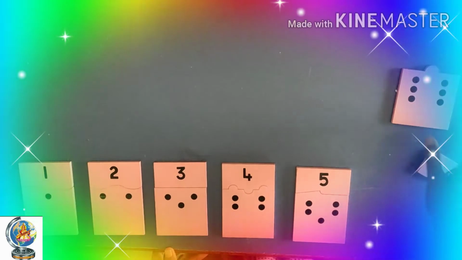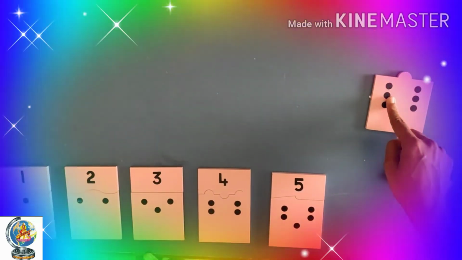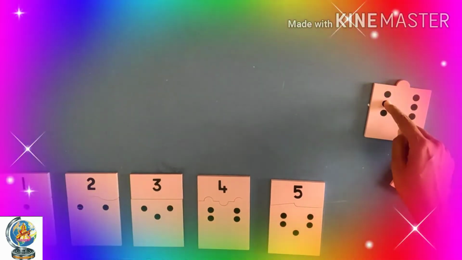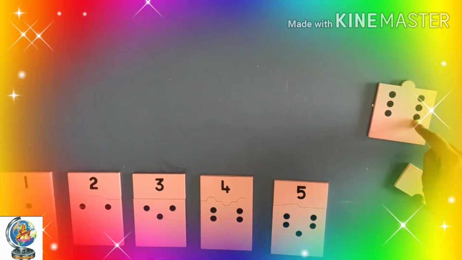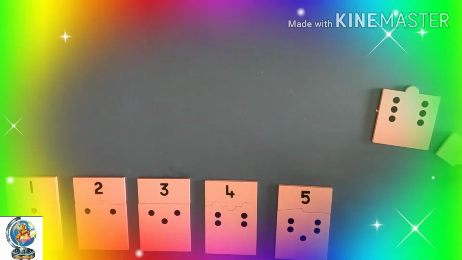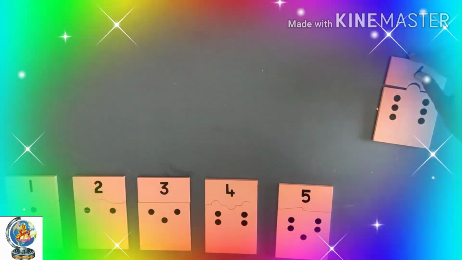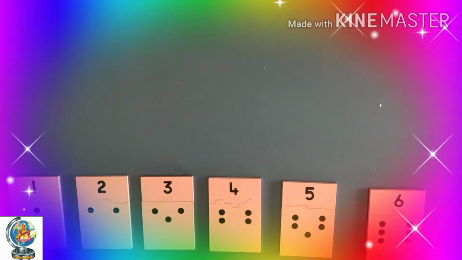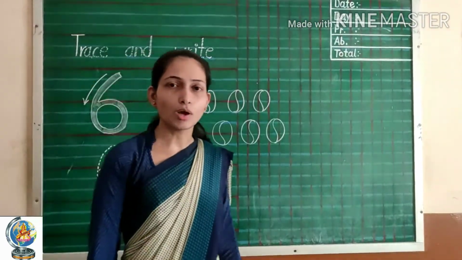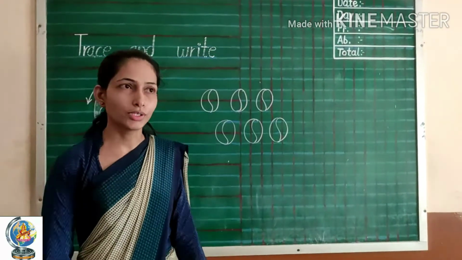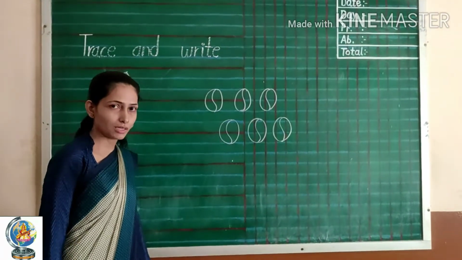And last, how many dots are here? Yes, 1, 2, 3, 4, 5 and 6. So, take number 6 and match it this way. Okay, this way we complete this puzzle. Today, our new topic is how to trace number 6.